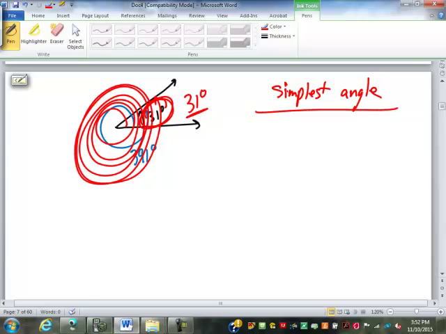Now, we're not going to get into trig or anything like that in here, but in trig, 31 degrees and 391 degrees would give you the same results of any trig function. So there's no reason to distinguish between them. So we're going to use the simplest one.